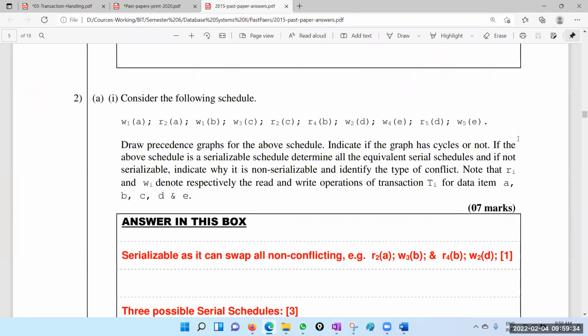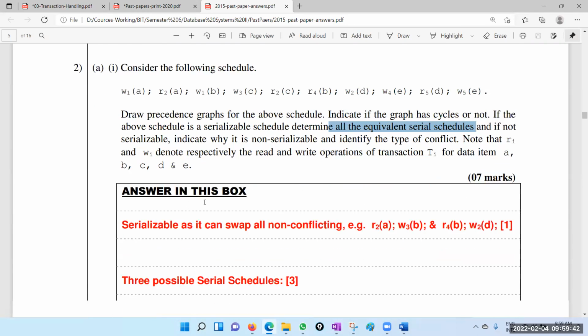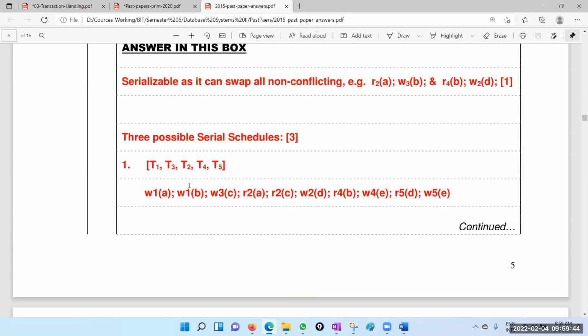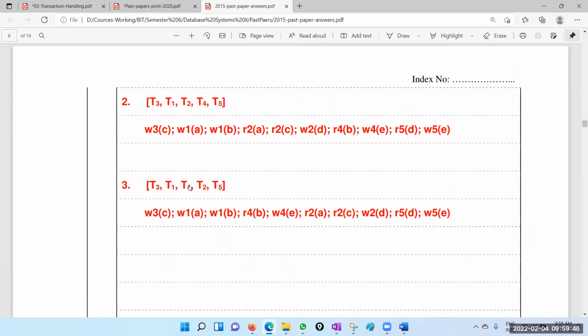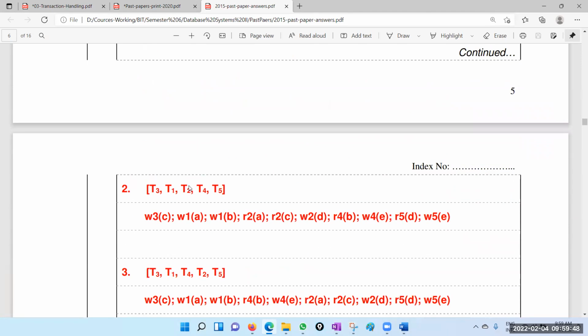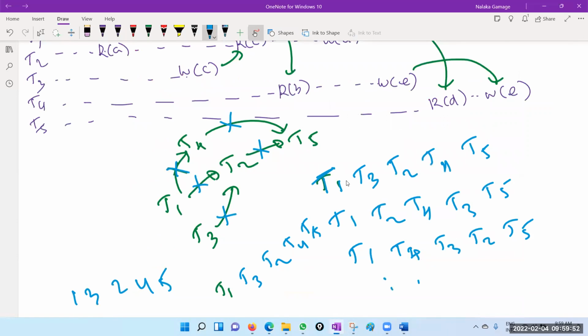Indicate if the graph cycles or not. If the above schedule is serializable, determine the equivalent serial schedules. Oh, yes, all the equivalent serial schedules, so that means you have to write all. I think the examiner has written only a few here, 3, but actually there are more than 3 possibilities.